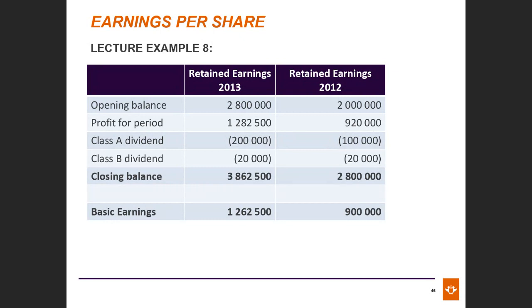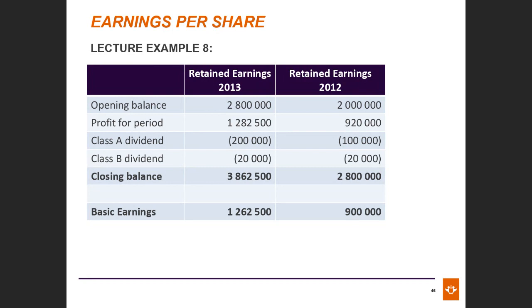So we have profit for the period, and they told us that the preference dividend, which is cumulative, is 20,000 Rand for 2013 and 2012. So when we calculate our basic earnings, we're going to take our profit for the period and subtract our preference dividends, which are cumulative, and that will give us basic earnings in 2013 of 1,262,000 and in 2012 of 900,000.